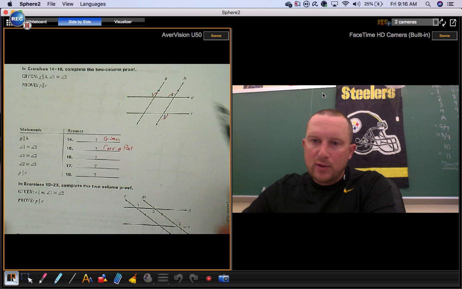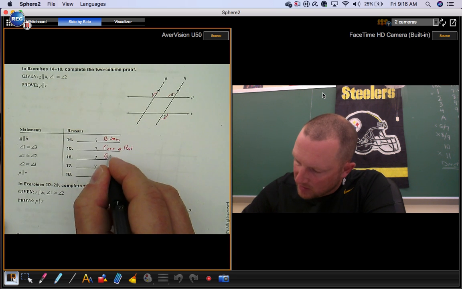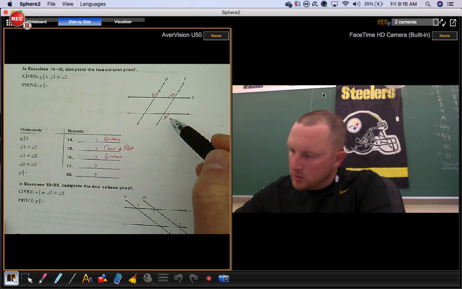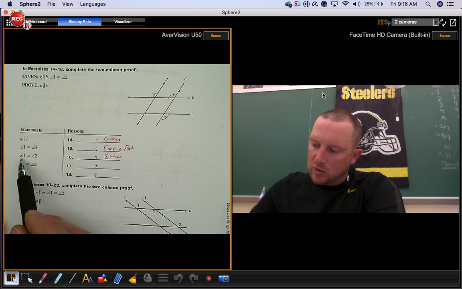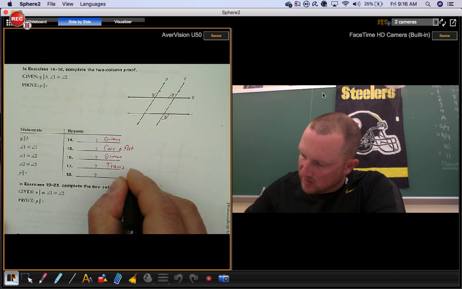So if angle 1 and angle 3 are congruent, you already know that angle 1 and angle 2 are congruent because that's given. What tells you that angle 2 and angle 3 are congruent then? Well, because they're congruent to the same angle, angle 1. That's your transitive property. This is the same proof that we just did.